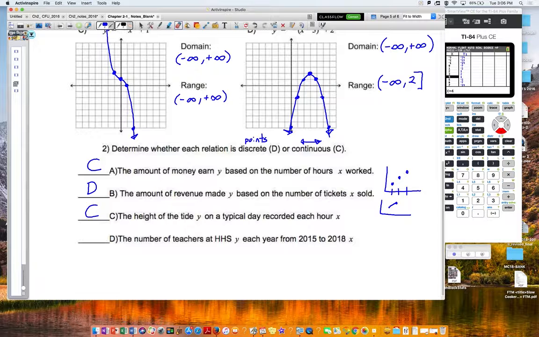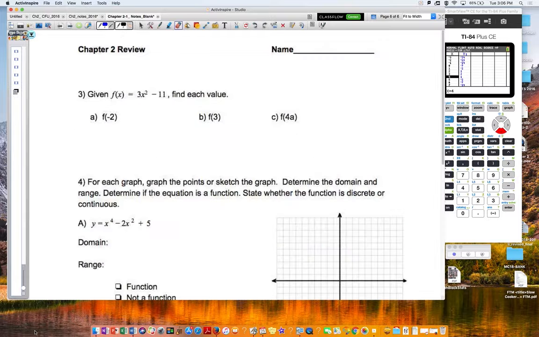Even though the height might change from hour to hour, it will increase or decrease depending on where you are with the tide. The last one, the number of teachers at Hopkins High School each year from 2015 to 2018. So the number of teachers, we would be looking at each year separately. So it wouldn't necessarily make sense to look at how many teachers we had in 2015 and halfway through the school year. So that one we would consider to be discrete. All right, that takes care of the front page. Let's take a look at the back page.